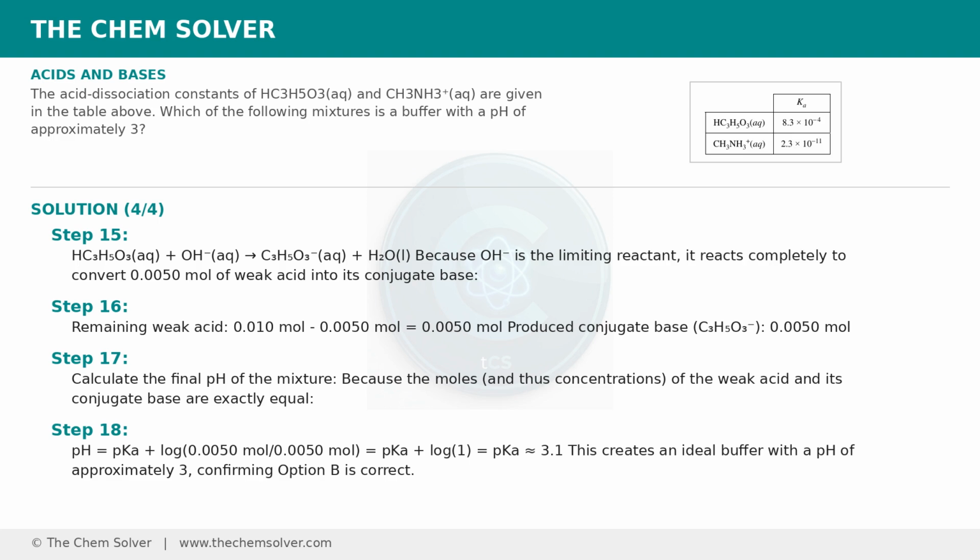Calculate the final pH of the mixture. Because the moles, and thus concentrations, of the weak acid and its conjugate base are exactly equal, pH equals pKa plus log of 0.0050 moles over 0.0050 moles, equals pKa plus log 1, equals pKa, approximately 3.1. This creates an ideal buffer with a pH of approximately 3, confirming option B is correct.